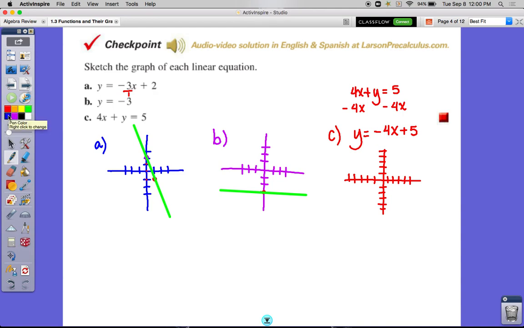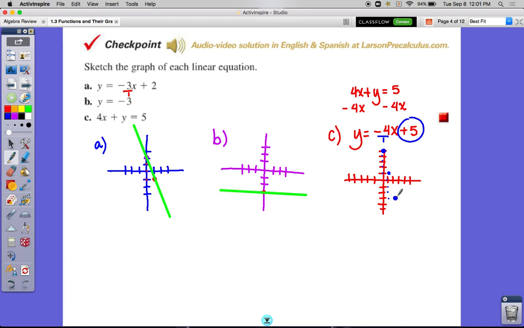And then I start off at the y-intercept. This time the y-intercept is positive 5. So I go up here, put a point there. Then my slope is negative 4 over 1. Then I go 1, 2, 3, 4 down over 1. And you can do that again if you want. 1, 2, 3, 4 down over 1.